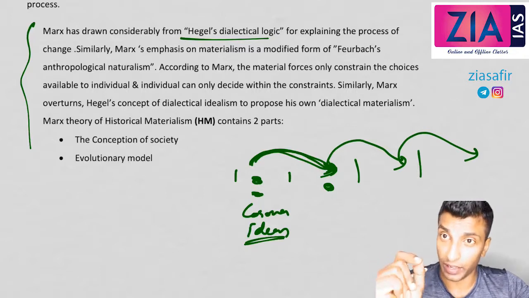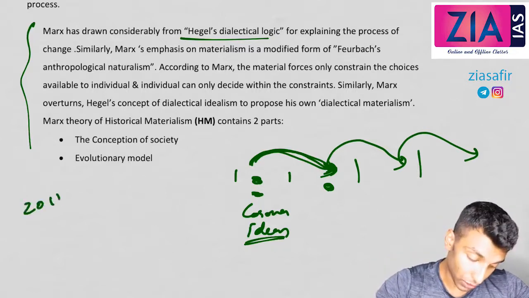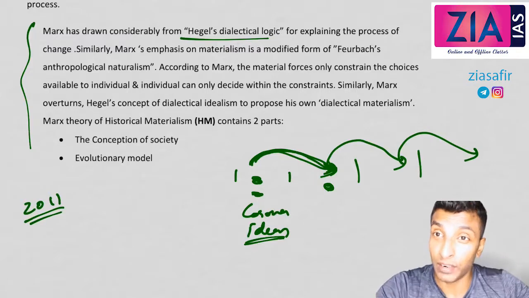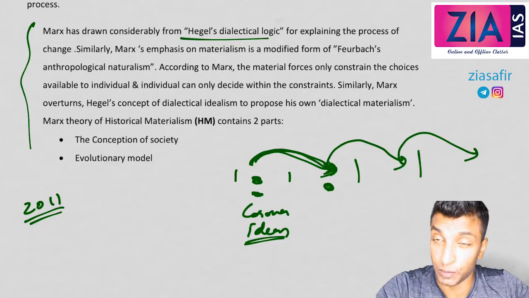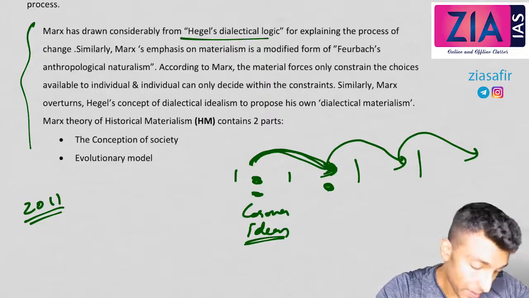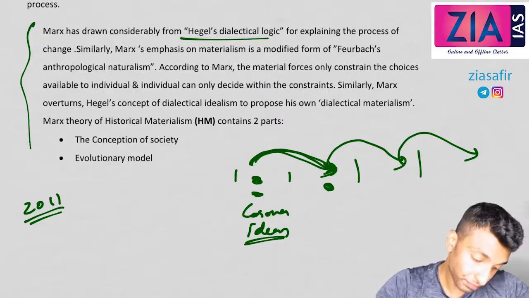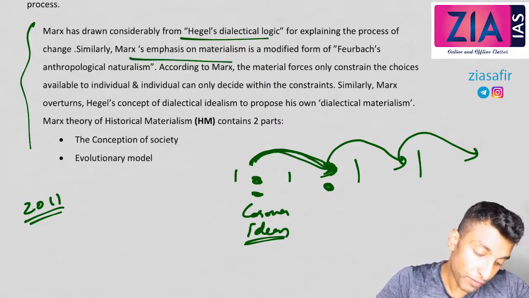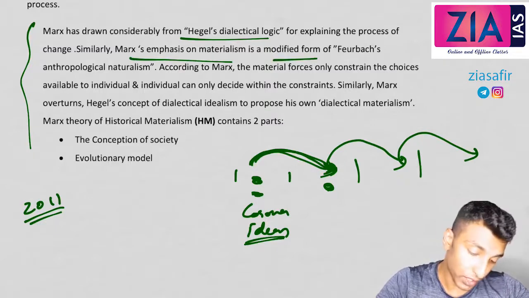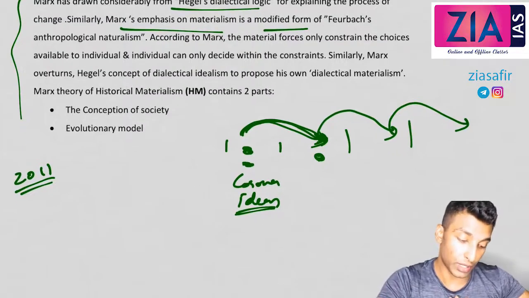And you may not believe that this question was asked in the 2011 GS prelims. You can go back and see, this question was asked in prelims: Marx's theory is based on which concept? Dialectical idealism. Only a sociologist can do this. Okay, similarly, Marx's emphasis on materialism is a modified version of Feuerbach's anthropological naturalism.